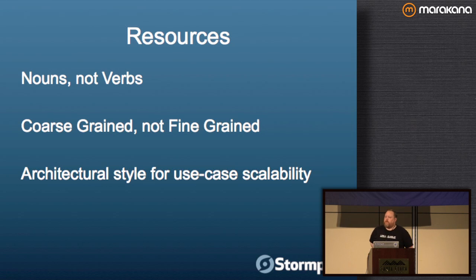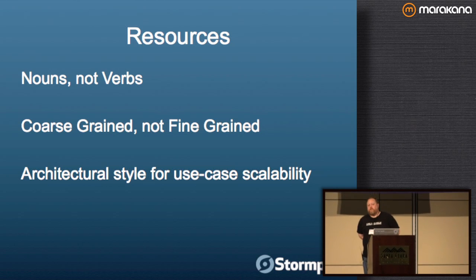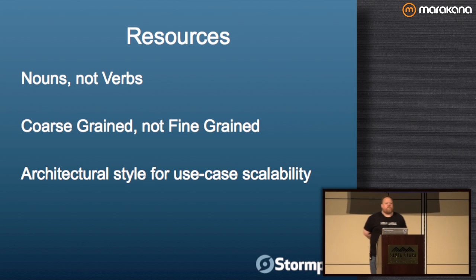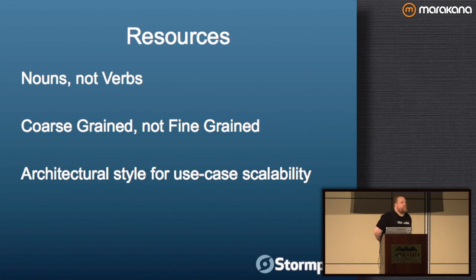We also want to make sure that resources are coarse-grained, not fine-grained. So I might have an account resource, but it would probably be pretty silly to have an account password resource. Right? The password's extremely specific. It's a single property. But the account resource is general. It can be used in many different scenarios.